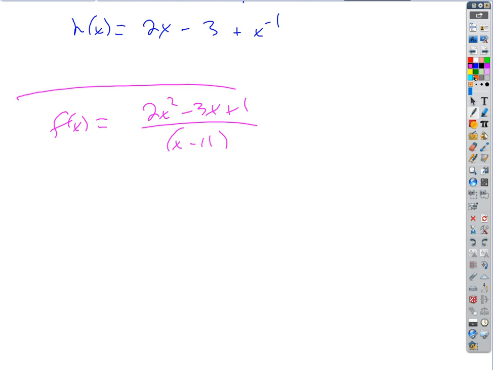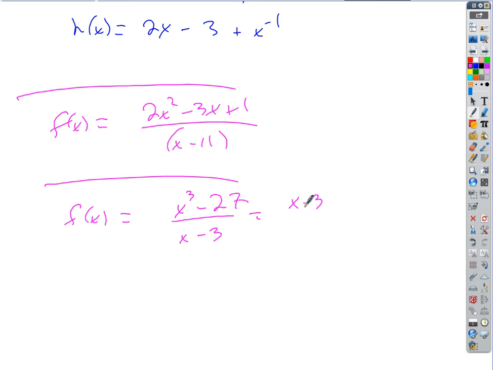Would this one work? That would, right? That one would factor out, so that if I actually divided this out, I'm going to end up getting, yeah, so that's x cubed minus 3 cubed, right?